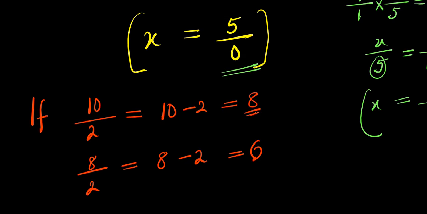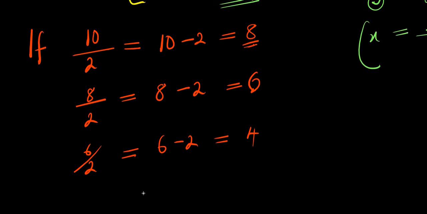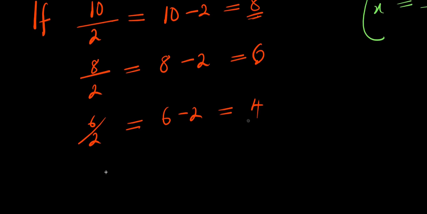Once you take the 6, you have 6 divided by 2. This means 6 minus 2, and this gives you 4. You take the 4 again, you have 4 divided by 2. This gives you 4 minus 2, which gives you 2.